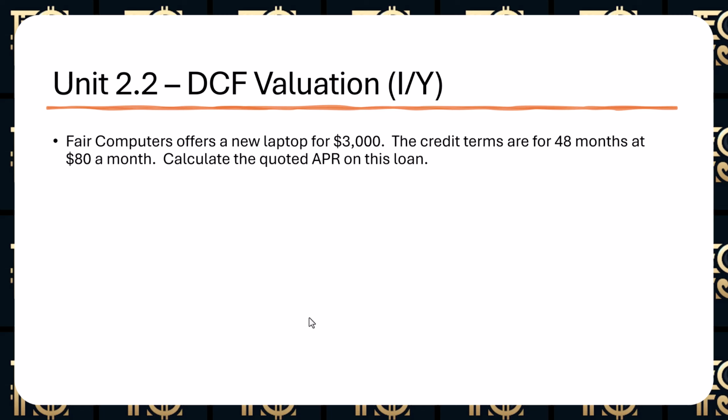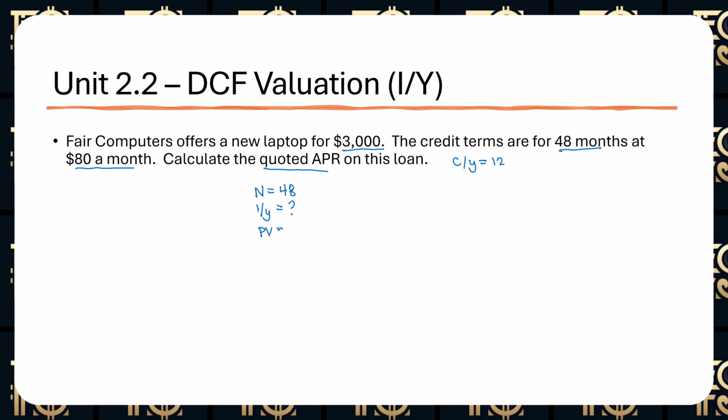Okay, Fair Computers offers a new laptop for $3,000. The credit terms are for 48 months at $80 a month. Calculate the quoted APR on this loan. We'll go ahead and we'll set up the time value of money inputs. Hopefully you realize by the wording of this question that the compounding periods per year is 12. N is going to be 48. My IY is what I'm trying to calculate, but keep in mind when I calculate IY, I'm going to be finding a monthly interest rate, which we will have to convert to an APR.